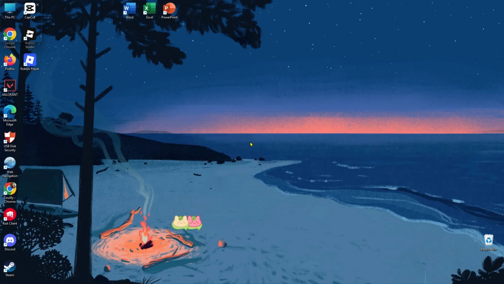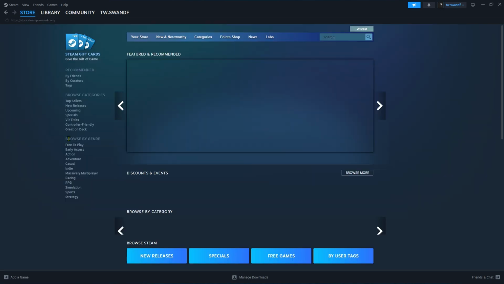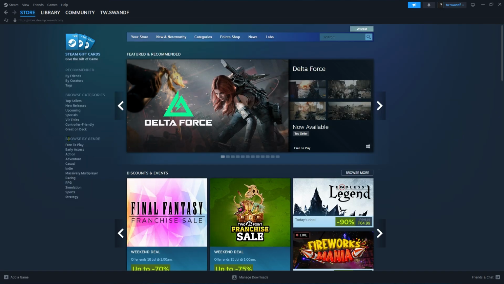To use it, make sure Steam is installed and running on your main gaming computer, which is your host PC, and that both devices are on the same network. What does that mean? You want both devices connected to the same Wi-Fi.